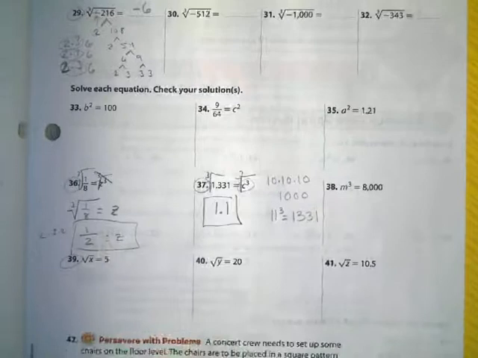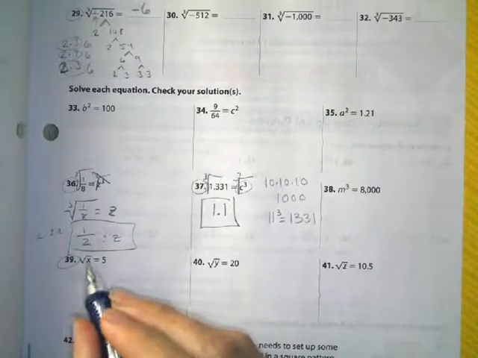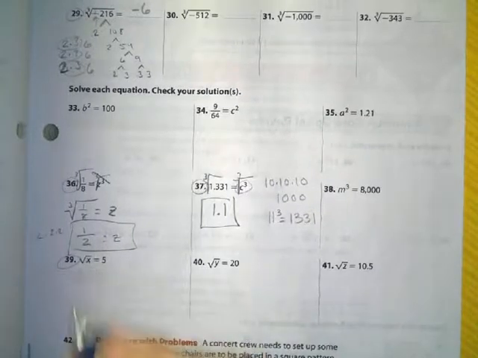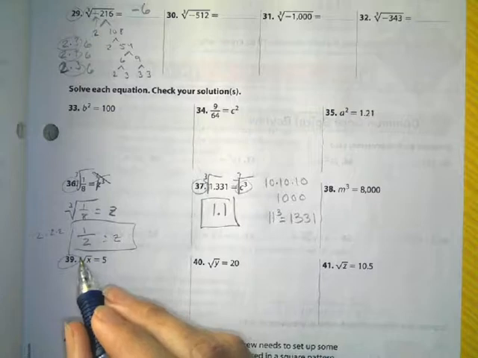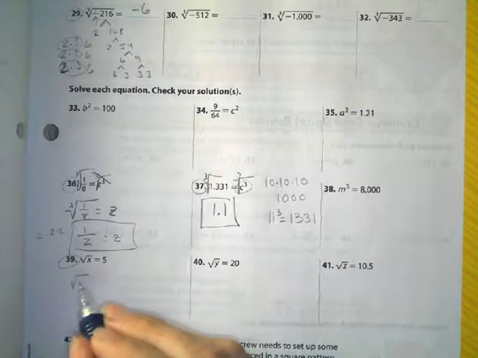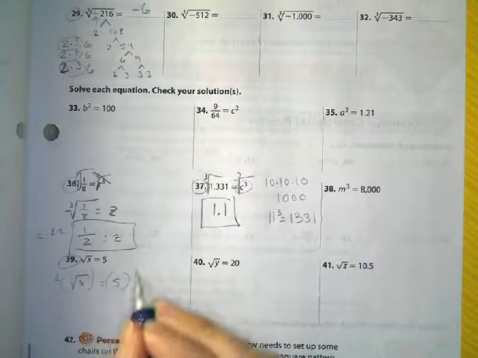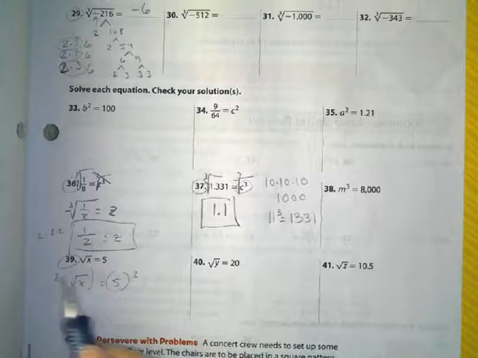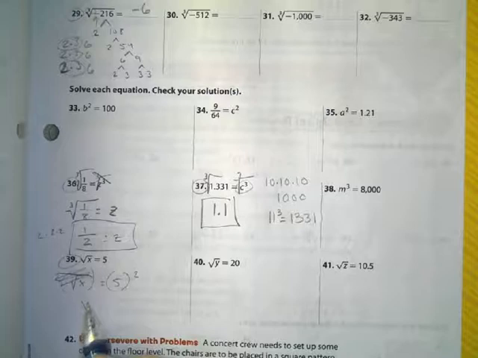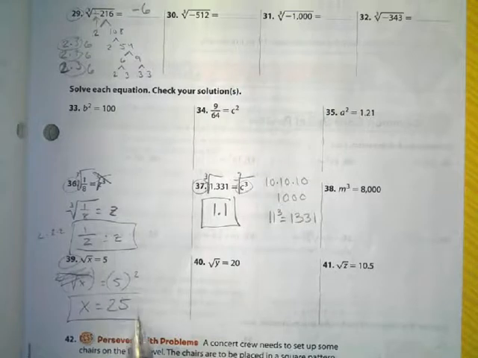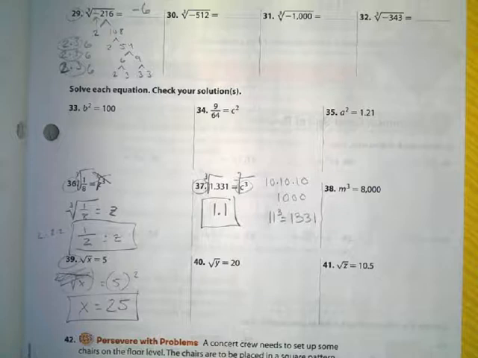And finally, our last one we're going to look at today, number 39. On number 39, we have the square root of x equals 5. To get the x by itself, I will, this time, do the opposite thing. Let's make it bigger here. I'm going to square both sides to get the x by itself. Squaring the radical makes the radical go away, so x is now equal to 5 squared, and 5 squared is 25. Alright, so just a few examples there to help you through your homework tonight.